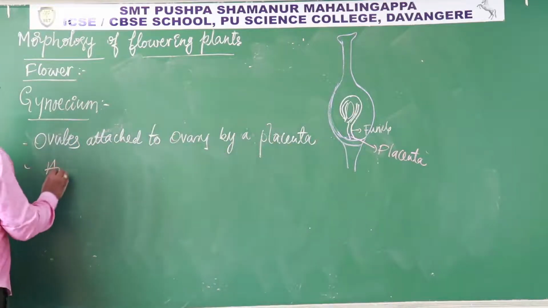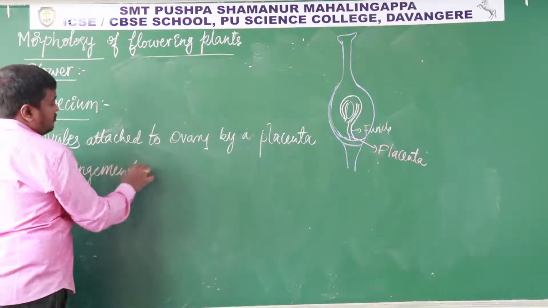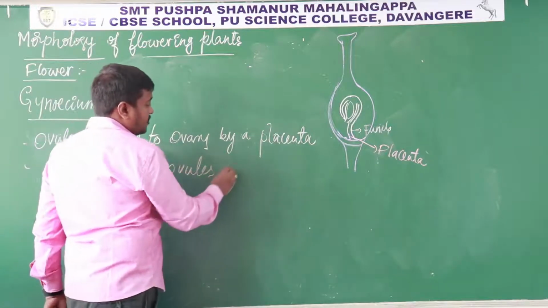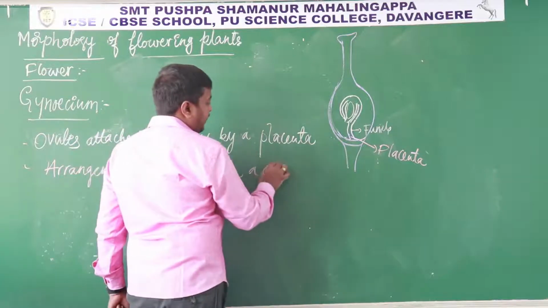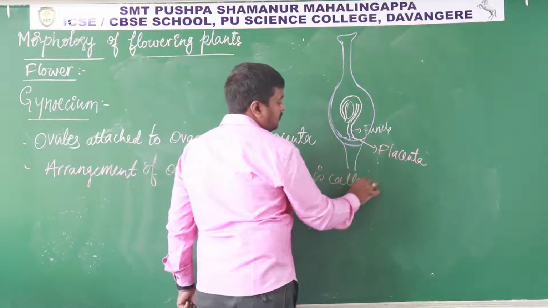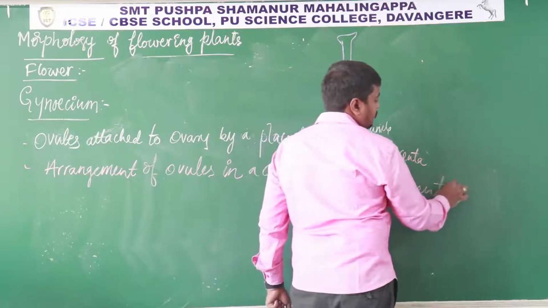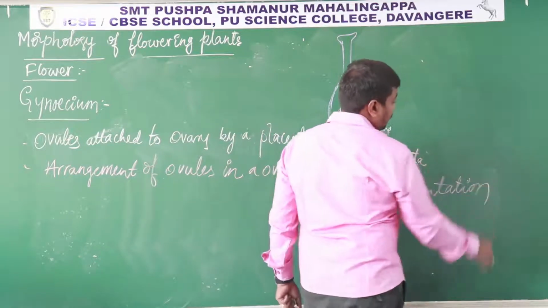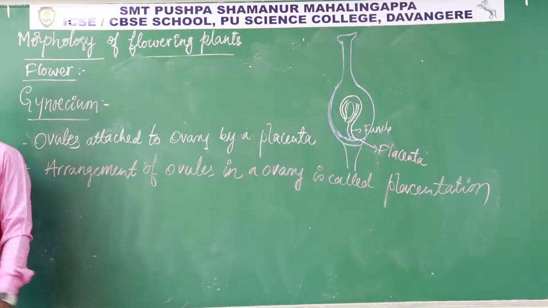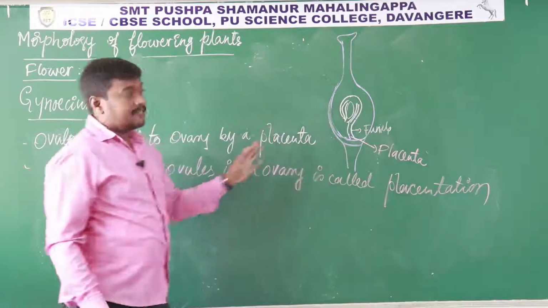Okay, arrangement of ovules in an ovary is called placentation. ಅದನ್ನು ನಾವು ಪ್ಲಾಸೆಂಟಾ ಅಂತ ಕರಿತೀವಿ ಅಥವಾ ಪ್ಲಾಸೆಂಟೇಷನ್ ಅಂತ ಕರಿತೀವಿ. ಸೊ ಅಂದರೆ ಓವ್ಯೂಲ್ಸ್ ಹೇಗೆ ಅಟ್ಯಾಚ್ ಆಗಿರುತ್ತೆ ಓವರಿನಲ್ಲಿ ಅನ್ನೋದು ಪ್ಲಾಸೆಂಟೇಷನ್.